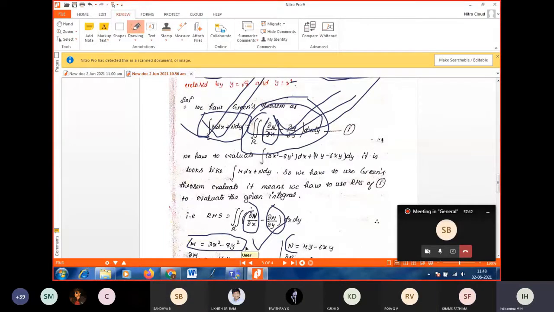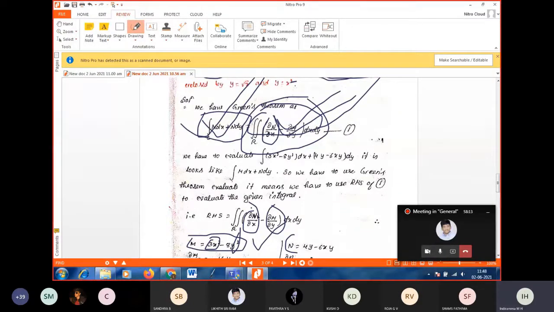Which is constant? x is constant. So dou m by dou y is equal to, what's the differentiation of 3x square with respect to y? 0, because we are doing partial differentiation. 0 minus 8 into, what's the differentiation of y square? 2y. So minus 16y, we got.